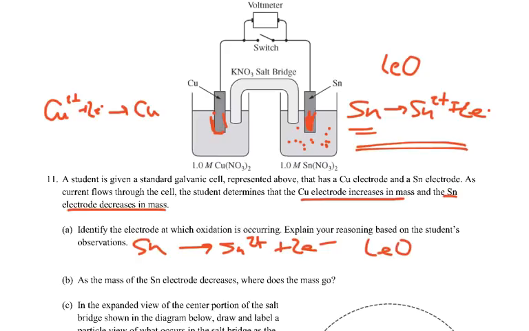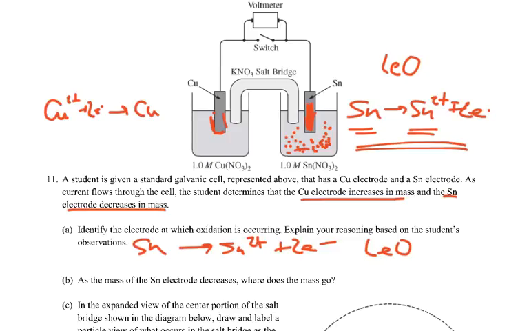As the mass of the tin electrode decreases, where does the mass go? Well, the mass that used to be part of this electrode is now going into solution as tin ions. So it's losing mass into the solution as tin ions. It is going to go away.